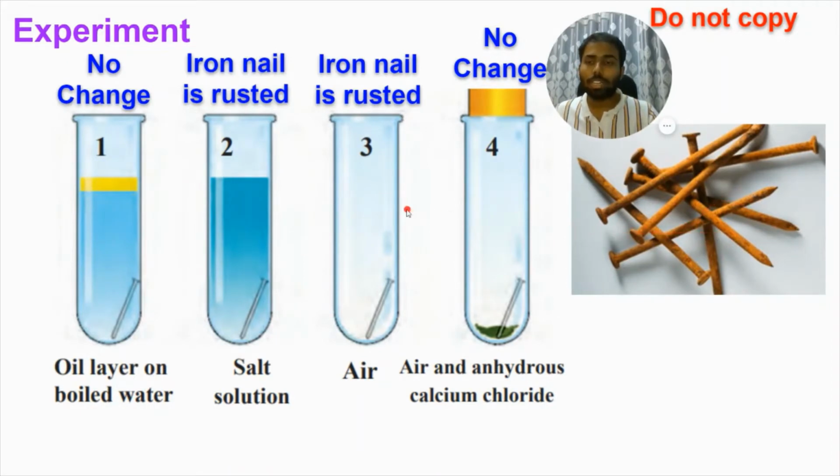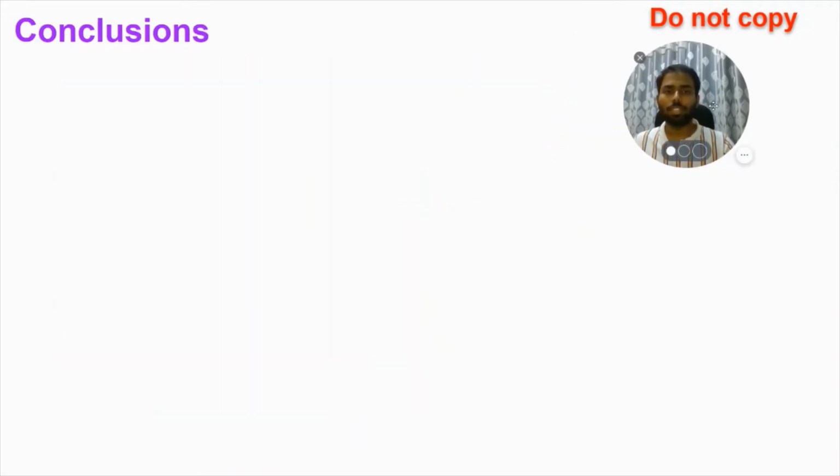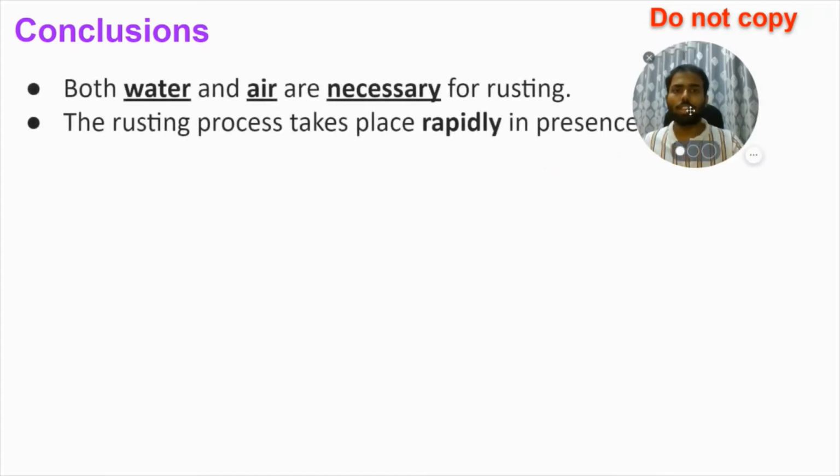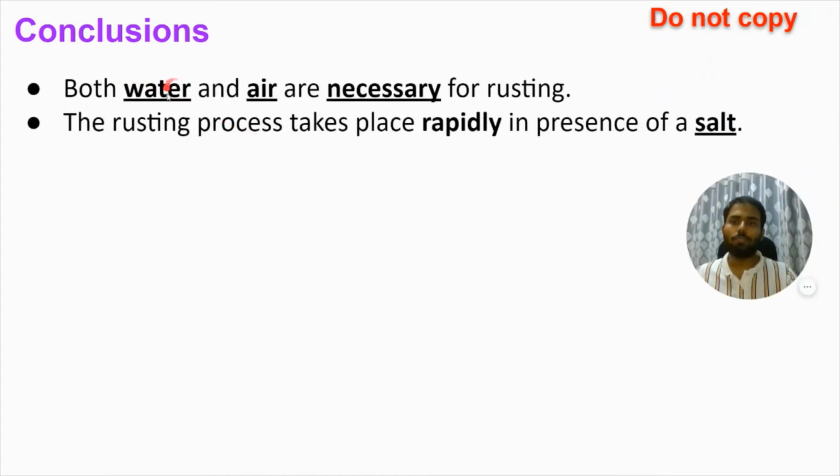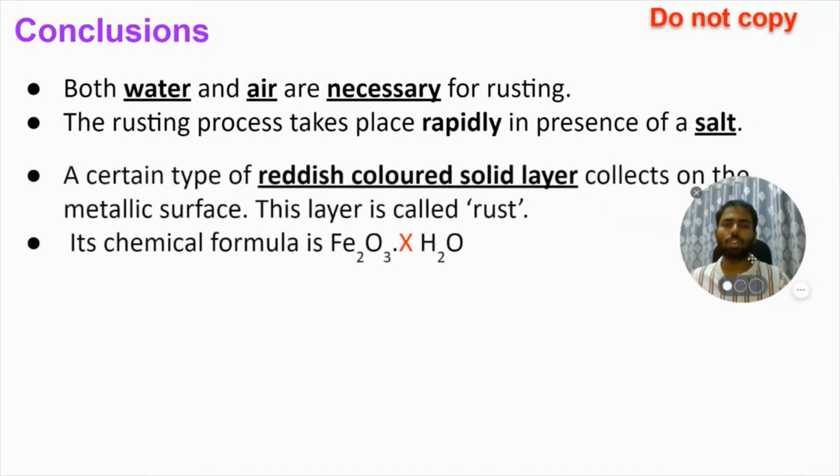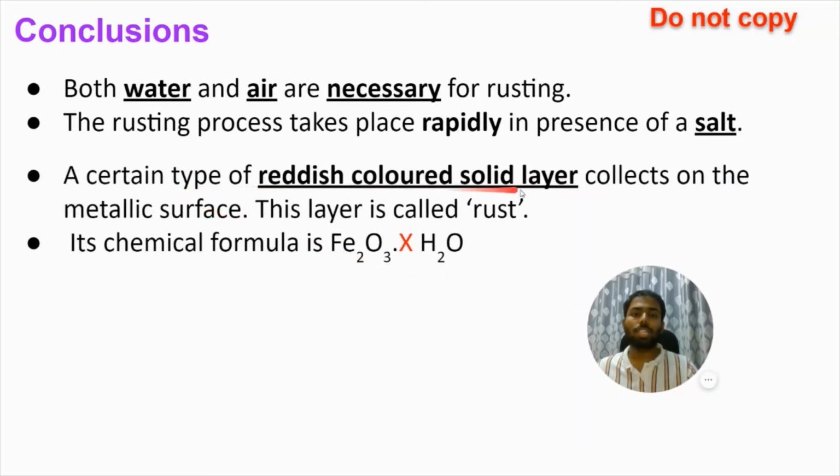Okay, so what were our conclusions from this experiment? The first conclusion was you need both water as well as air for rusting. Okay, सिर्फ एक होगा तो rusting नहीं होने वाला. Next, the rusting process takes place rapidly or fast in the presence of salt. अगर salt डालोगे तुम आयरन के आजू बाजू तो ज्यादा स्पीड में रस्टिंग होने वाला. So a certain type of reddish colored solid layer collects on the metallic surface. This layer is called rust.